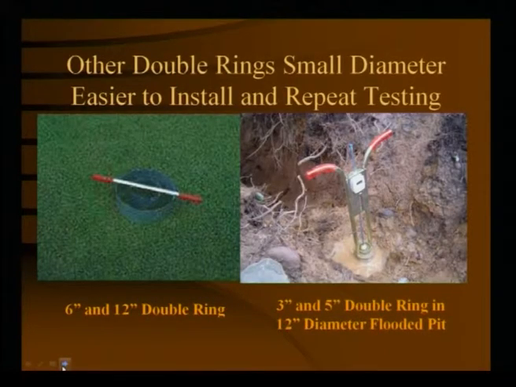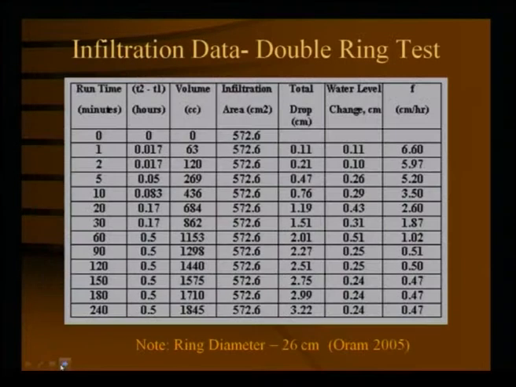Other double rings of small diameter are easier to install or to repeat the testing. This is a 6 inch to 12 inch double ring, 3 inch to 5 inch double ring in 12 inch diameter. Look at this, how it has been installed. These are all the infiltration data of this test, made by Oram 2005.